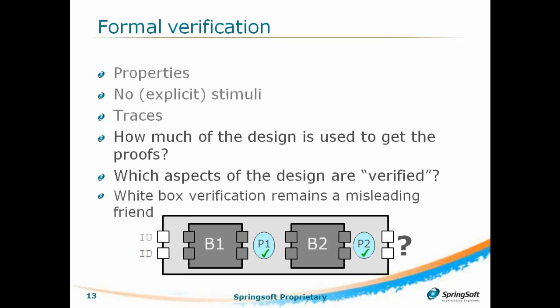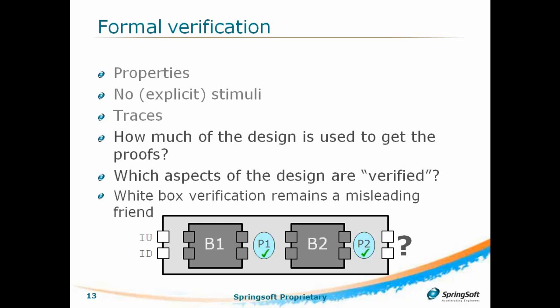Then three additional things which are somewhat linked together: how much of the design is used to get the proof, and which aspects of the design are really verified. So you have a set of properties. What is really verified by this set of properties? And I would also say that white box verification is a misleading friend. It is a misleading friend when you're doing dynamic verification, but it's the case also here.